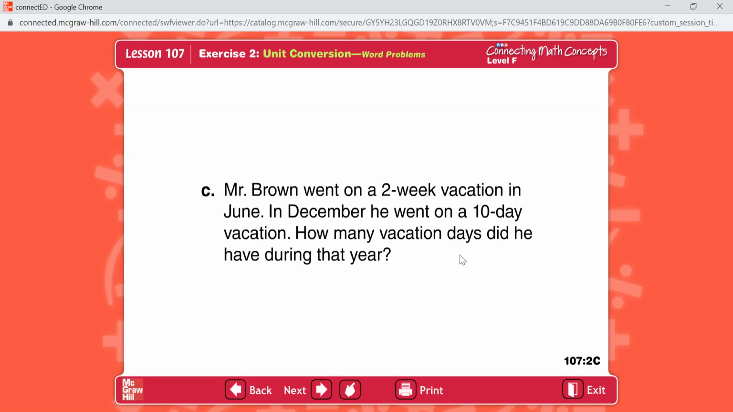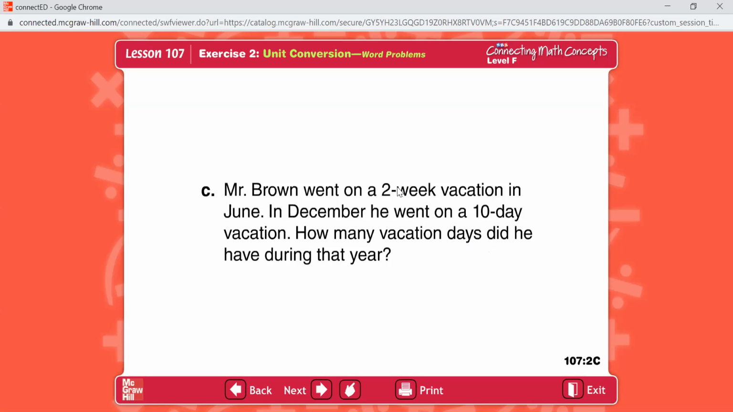The question is asking for days. Here we have 2 weeks, and here we have 10 days. The question is asking days, so we need to convert 2 weeks into days. There are 7 days in a week, so we need to multiply 7 times 2 to get how many days this is. 7 times 2 equals 14.